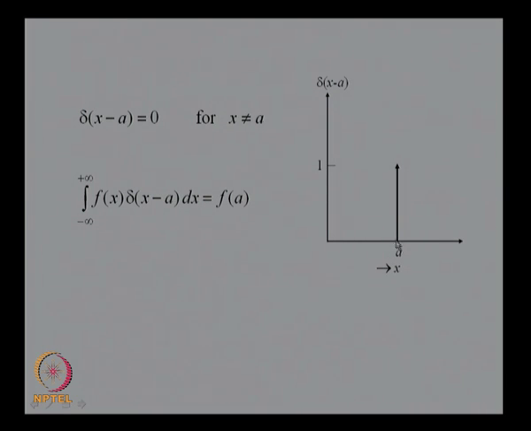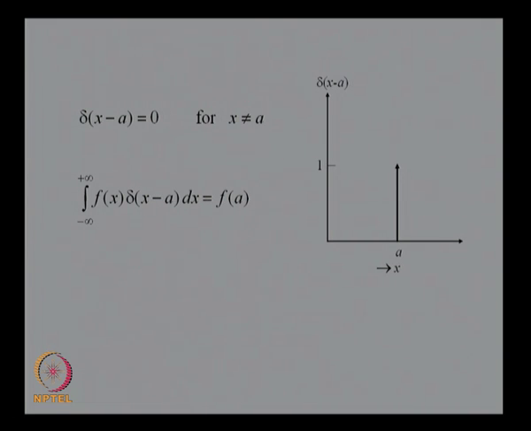It is shown as a spike, an arrow of unit height at x is equal to a. But the area under the curve is 1. Actually, it is infinitely thin and infinitely tall, so that the area under the curve is 1. But it is usually shown by an arrow. It is like an impulse and has the property that any arbitrary function f of x multiplied by delta of x minus a dx, integrated, is equal to f of a.